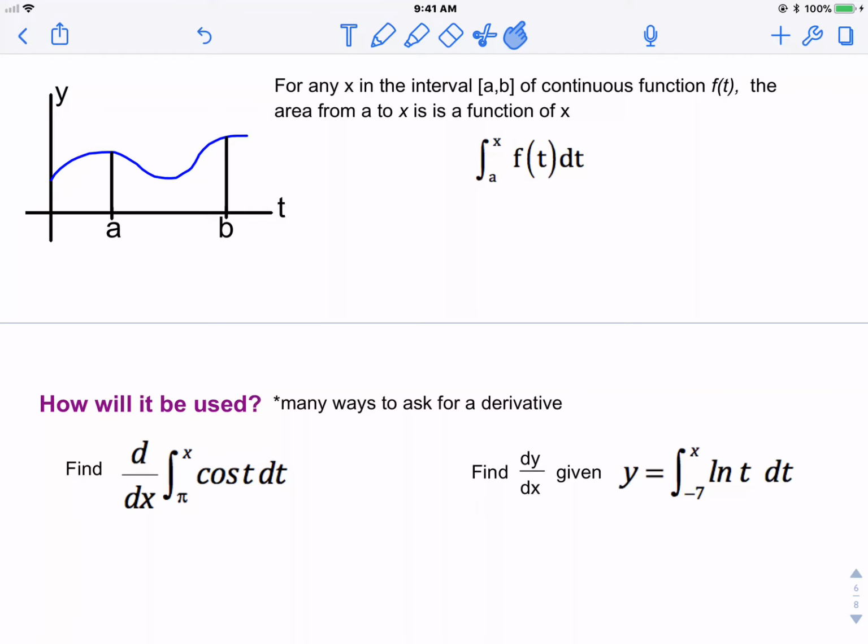Let's take a generic curve. Let's fix a point right here called A on this generic curve.